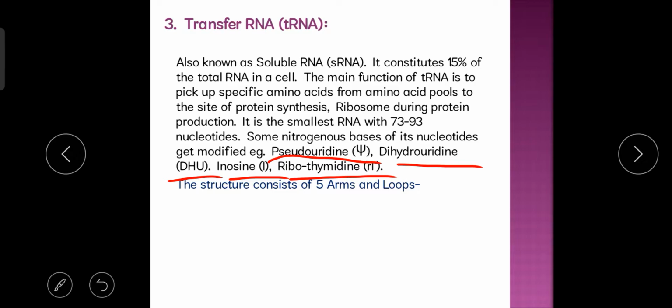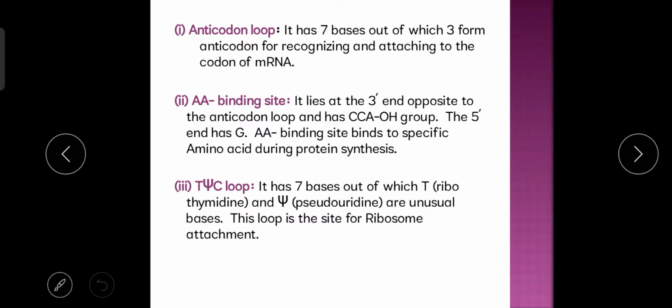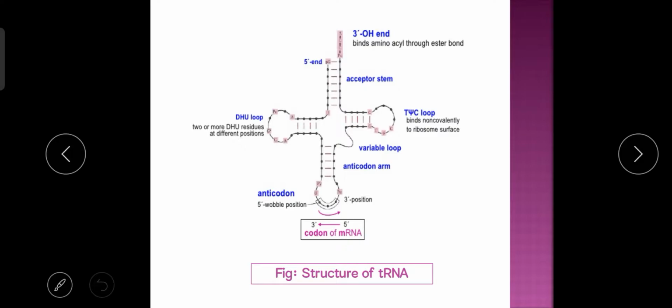Okay, so now come to the structure of the transfer RNA. This is very important for your final examination. Remember the structure of transfer RNA. Here see, this is the structure of transfer RNA. So mainly the transfer RNA consists of 5 arms. 1, 2, 3, 4, and where is the 5th arm? This one, the smallest one.